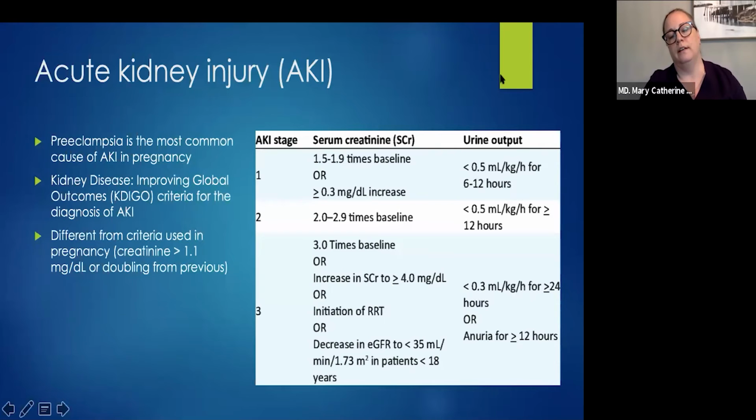But I did want to put this in to just remind that a normal urine output is 0.5 milliliters per kilogram per hour. So anything less than that should alert the clinician that there may be a problem with either volume status or kidney function.